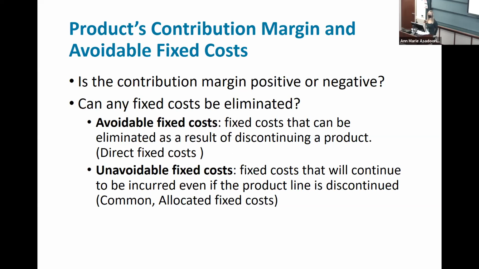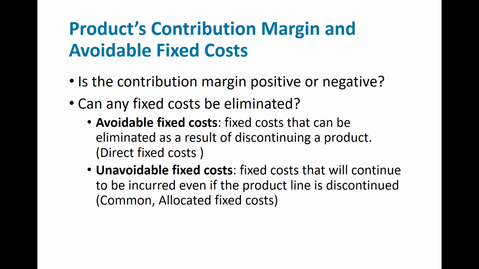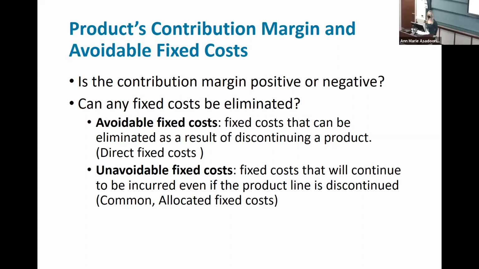Fixed costs that can be eliminated as a result of discontinuing the product, also known as direct or traceable fixed expenses. Unavoidable fixed costs are the costs that will continue to be incurred even if the product line is discontinued. Those common allocated costs, they are not relevant. They're there if you keep the product line. They're still there if you drop the product line. Nothing differential, right? I'm looking at what's going to be different for me if I drop this product line.